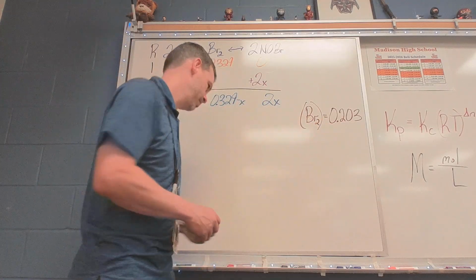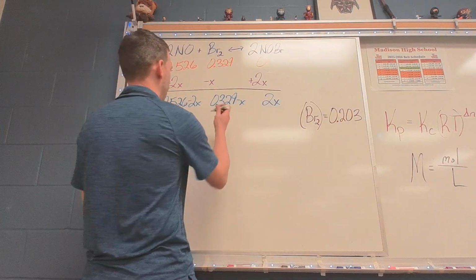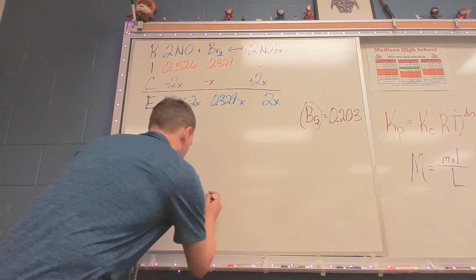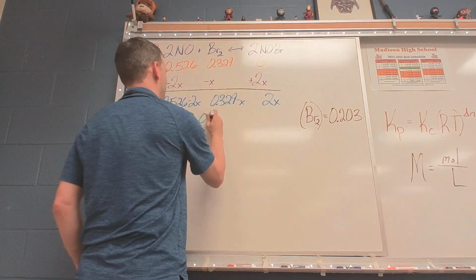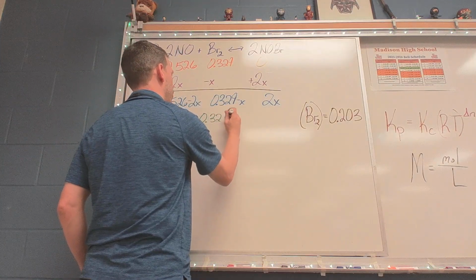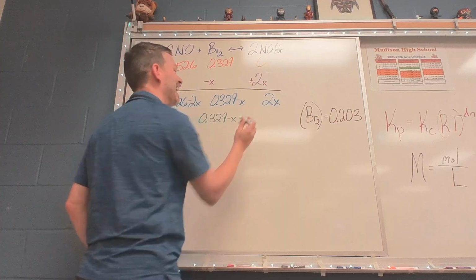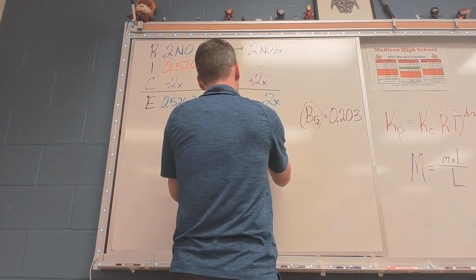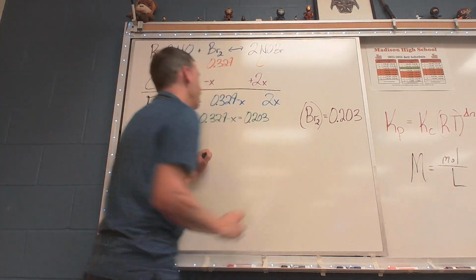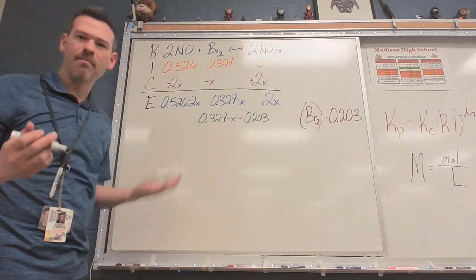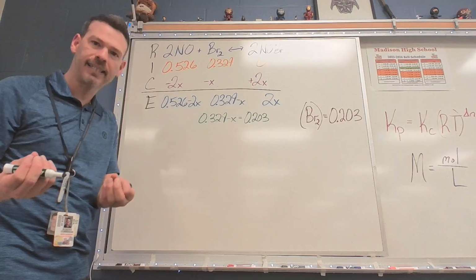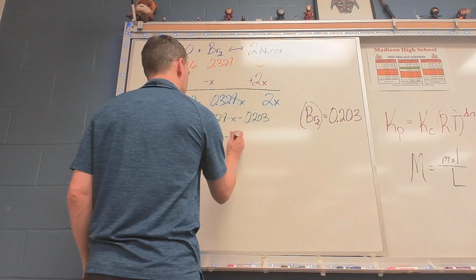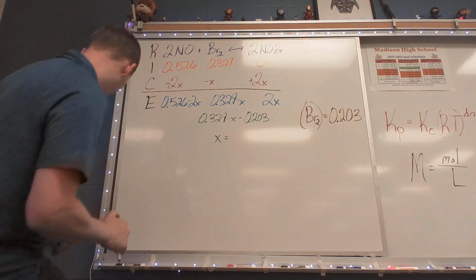It's easy to do. We'll just do it down here. 0.329 minus X needs to equal, because it says at equilibrium, bromine is 0.203. So whatever, it's 7th grade math. Find X now to apply elsewhere. And you'll see that X, give you a split second there.